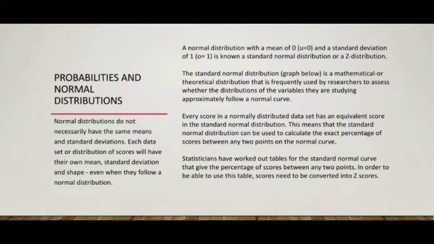Probabilities and normal distribution. Each dataset or distribution of scores will have its own mean, standard deviation, and shape. Even so, a normal distribution with a mean of 0 and a standard deviation of 1 is known as the standard normal distribution, or a Z distribution. Every score in a normally distributed dataset has an equivalent score in the standard normal distribution. This means that the standard normal distribution can be used to calculate the exact percentage of scores between any 2 points on the normal curve.